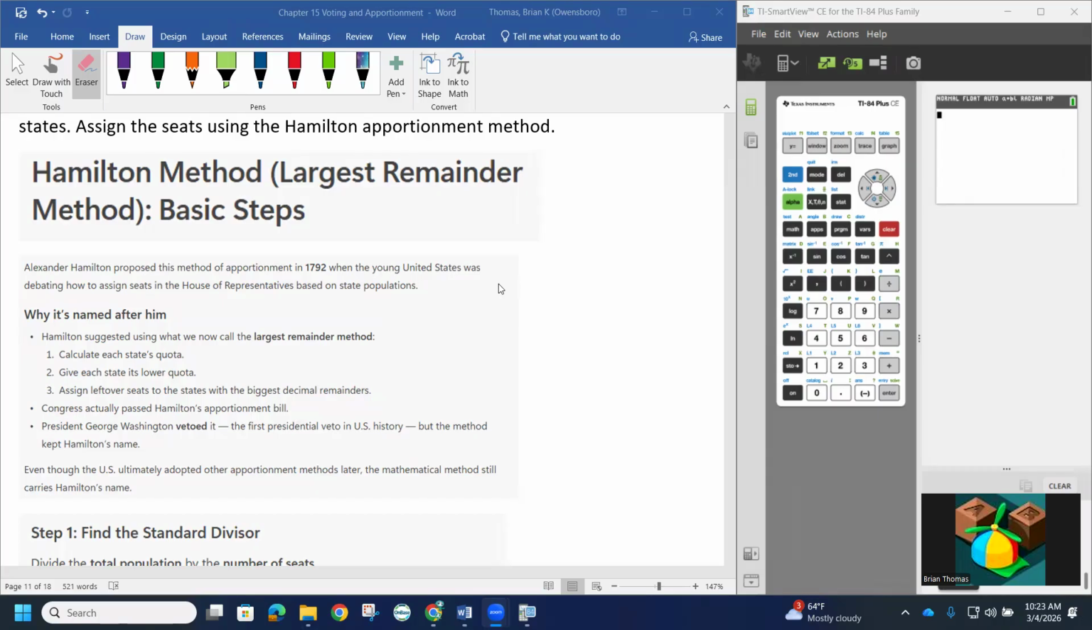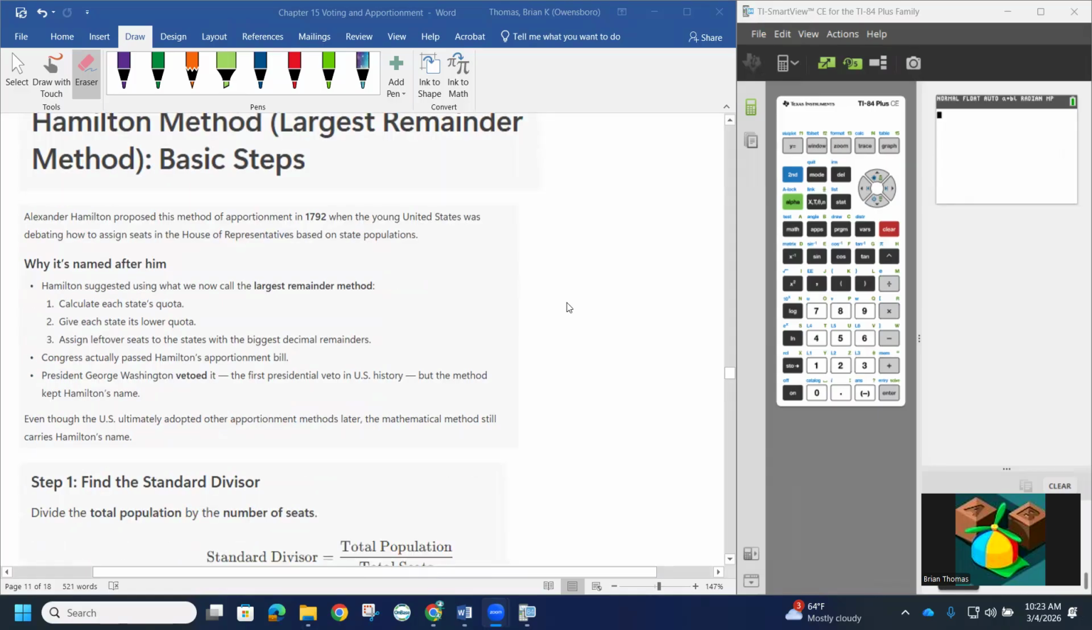So the Hamilton method, or the largest remainder method, the math is actually not as hard as it sounds. What's interesting is that the Hamilton method was named after Alexander Hamilton. He proposed this method back in 1792 when the United States was really young, when we were trying to figure out how to assign seats to the House of Representatives. Note that there are 435 seats in the House of Representatives.